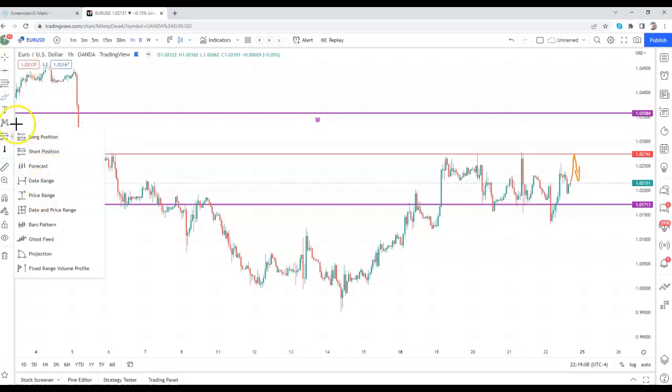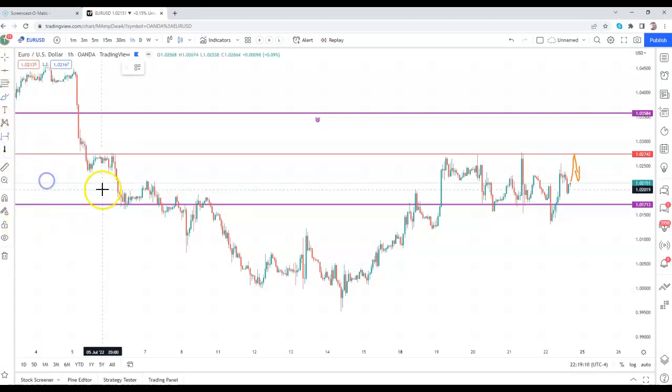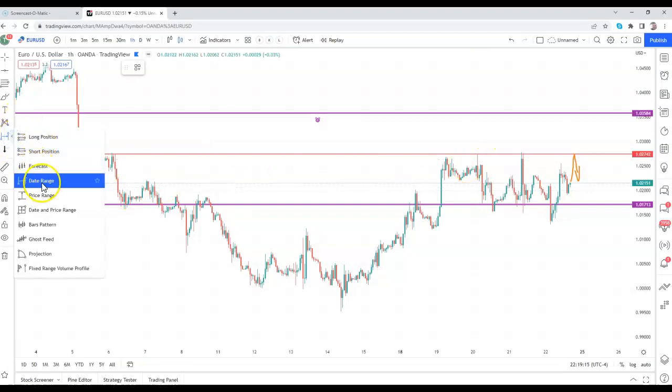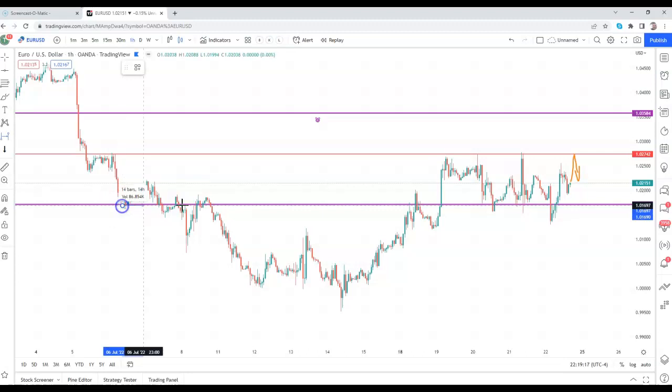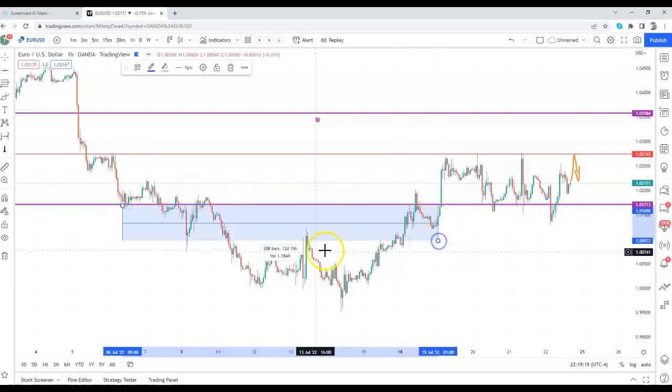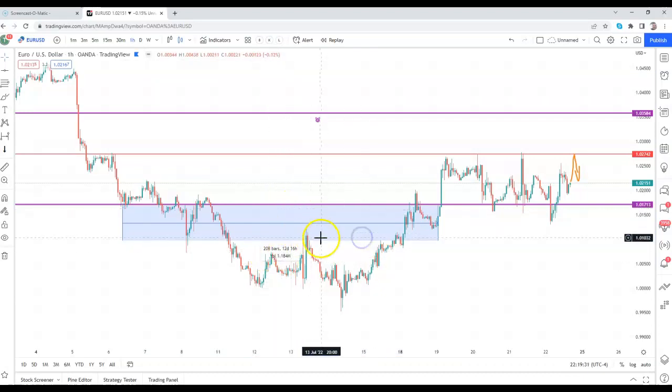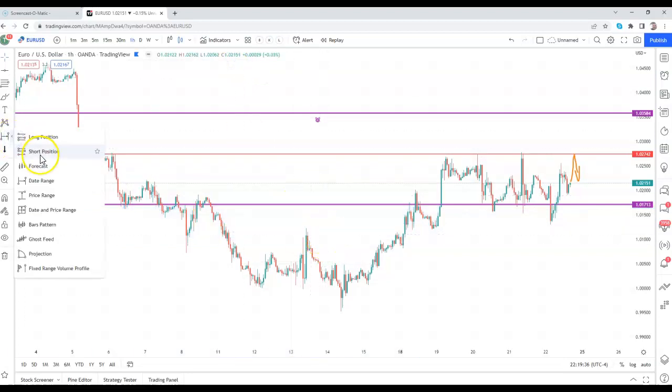There's so many tools within this tool you can use. If you want to know how long something happened, this is a date range. So from here to here took 208 bars. We're on the hour time frame, and that breaks down to 12 days and 16 hours. That breaks down to 208 bars, which is 12 days and 16 hours. So if you want to know a time frame of something that happened, there's your answer. There's how to do it.